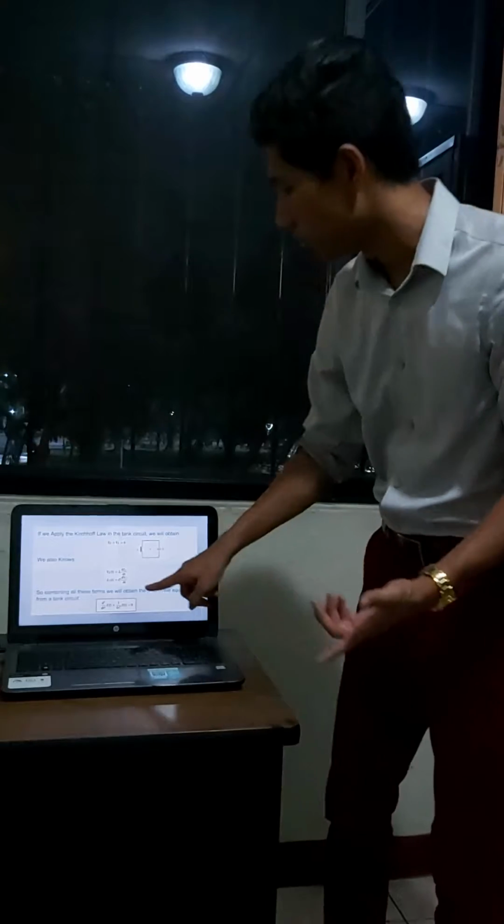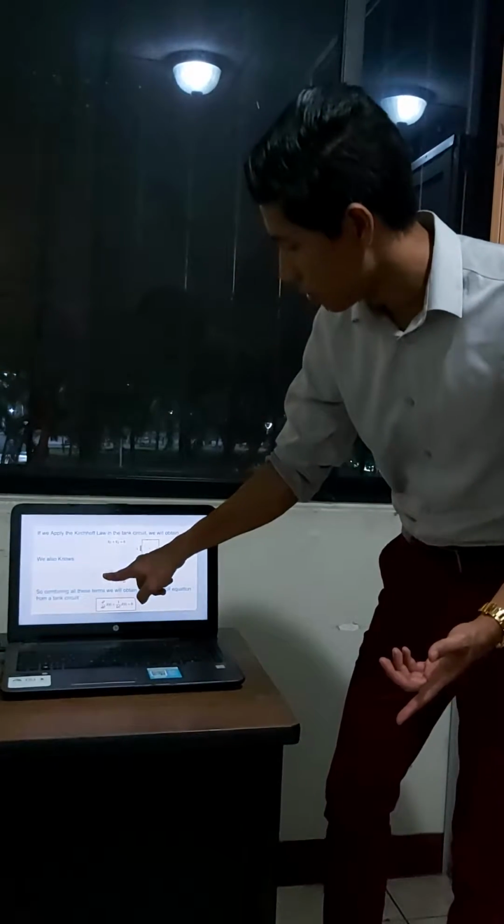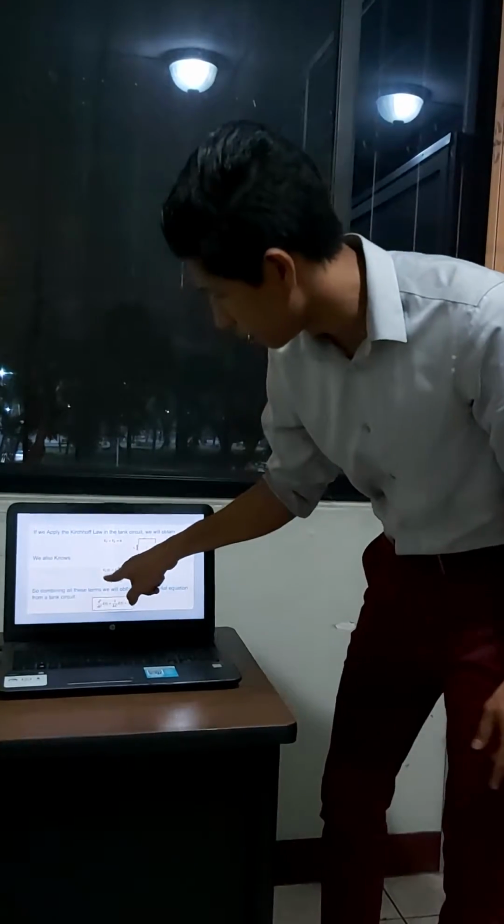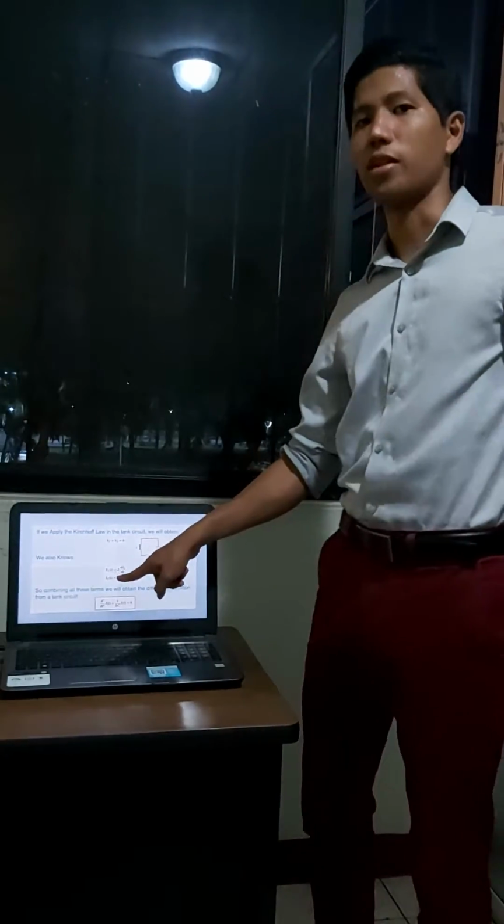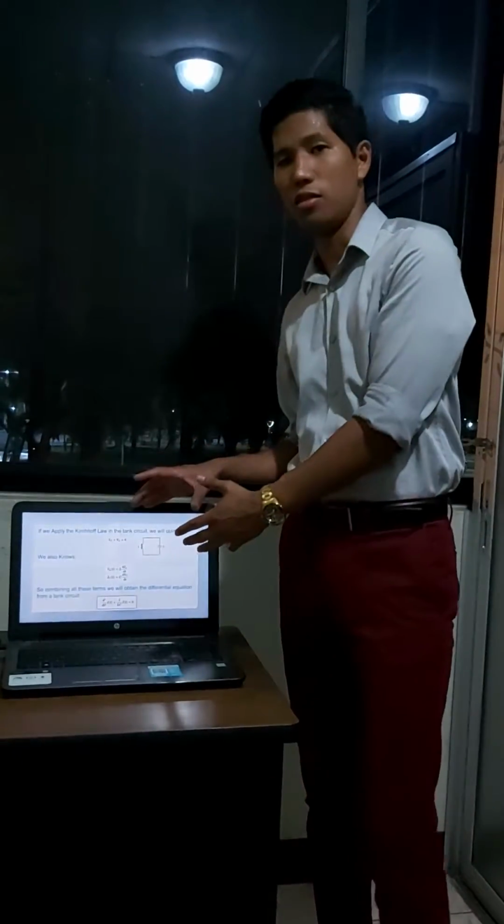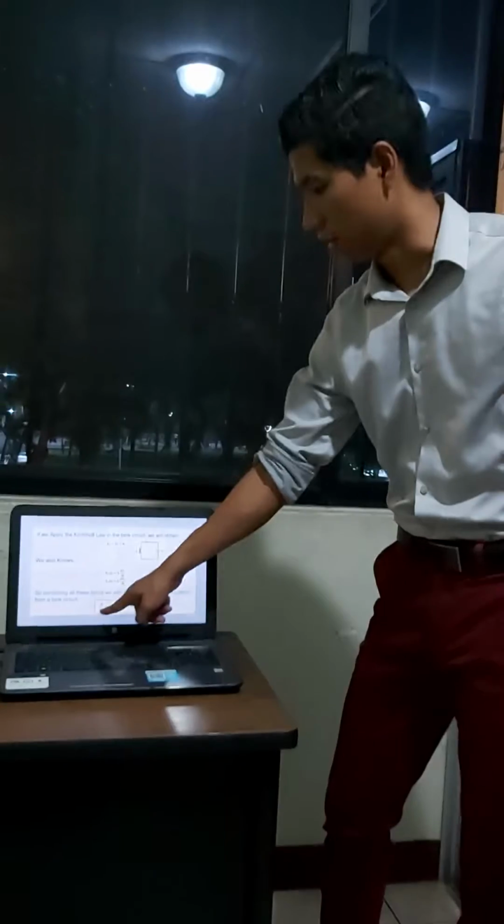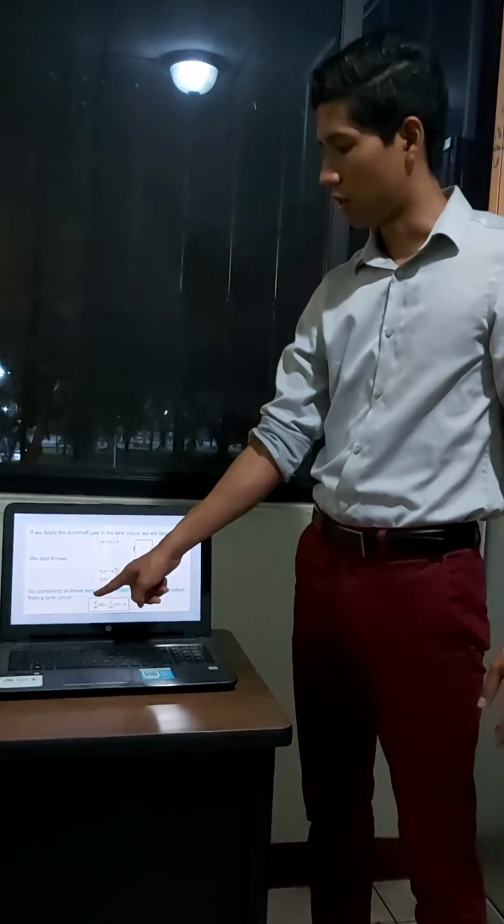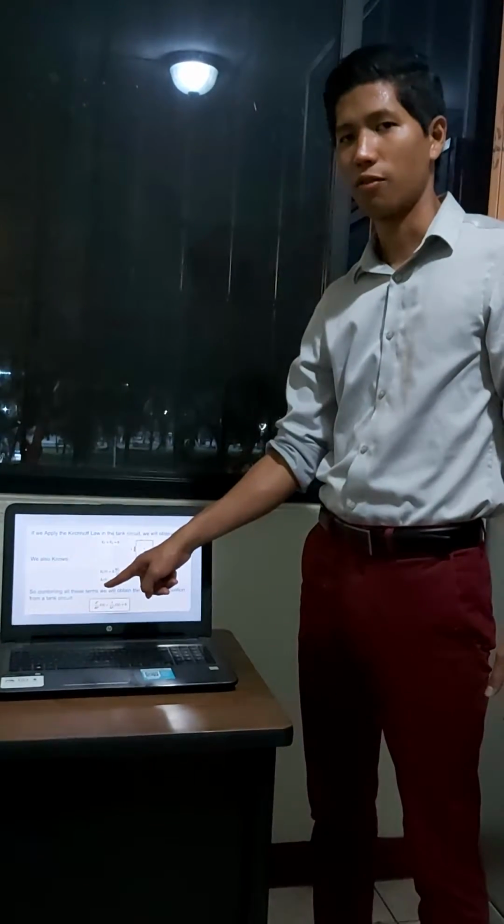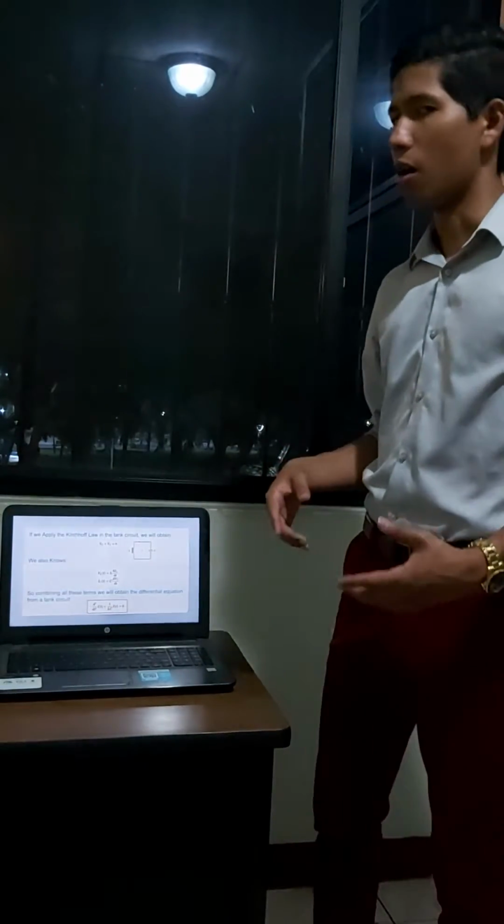We also know the voltage in the inductor and the current in the capacitor. If we combine these equations, we can obtain the second-order differential equation for the tank circuit. Now we're going to solve it.